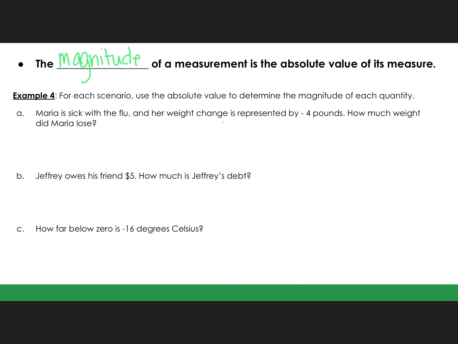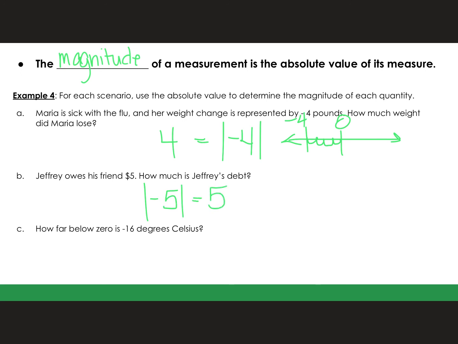Well, the absolute value of -4, remember that's the distance to 0. If we draw a number line, we have 0. We have -4 over here to the left. So how far is it to 0? It is 4. Jeffrey owes his friend $5. How much is Jeffrey's debt? So the absolute value of -5, the distance from -5 to 0, is 5.